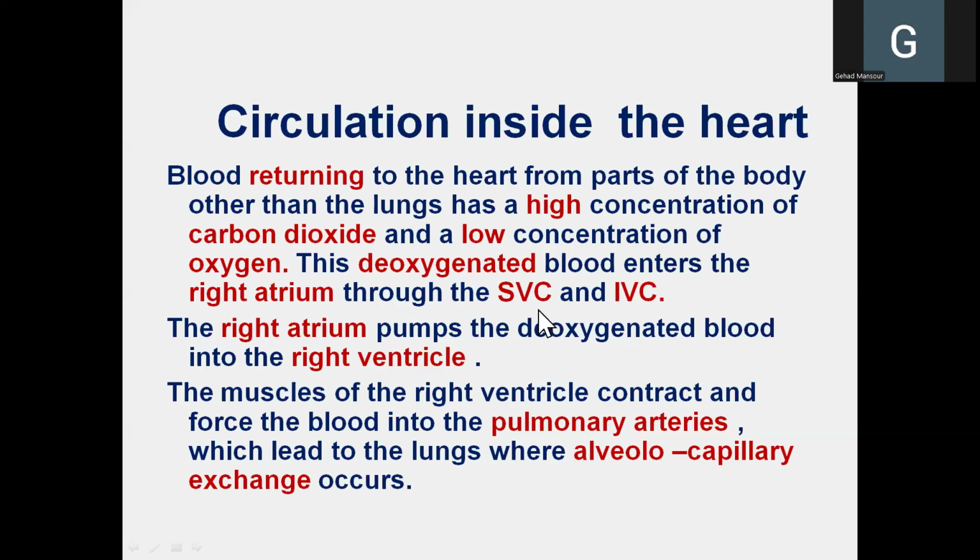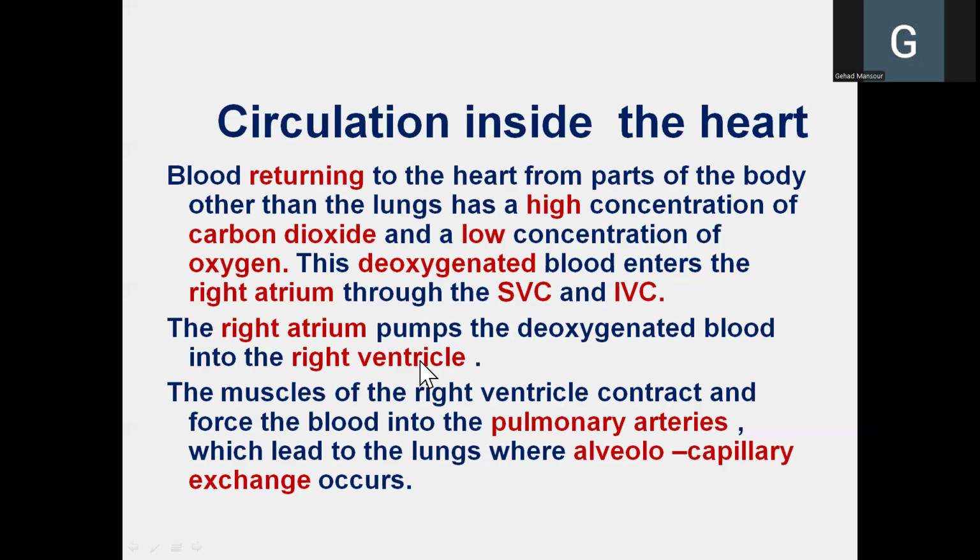We also mentioned the two big veins that carry this deoxygenated blood back to the right atrium. They are the superior vena cava and the inferior vena cava. So the right atrium is the heart chamber that receives all deoxygenated blood from the upper part of the body via the superior vena cava and from the lower half of the body via the inferior vena cava.